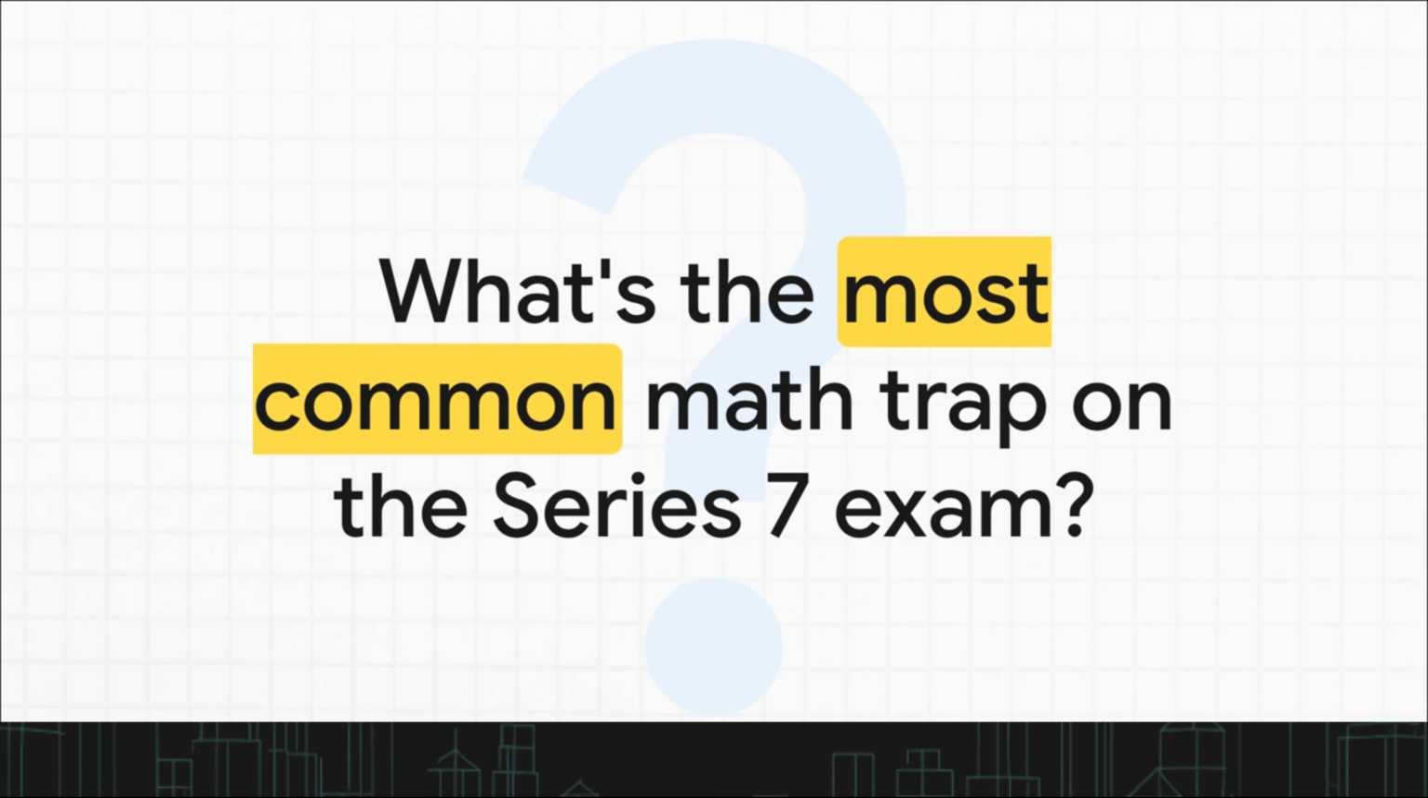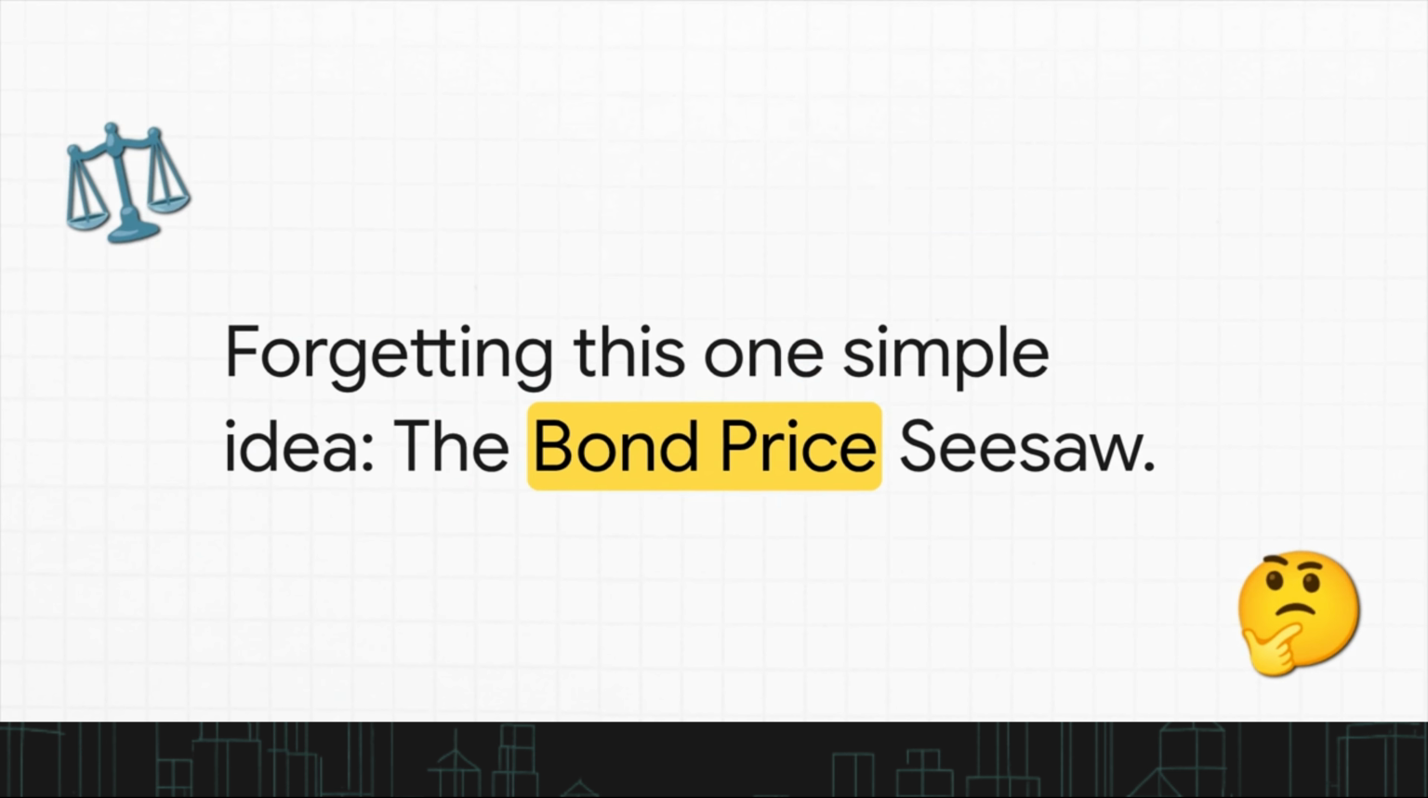So let me kick things off with a question for you. Do you have any idea what the single most common math trap is that test takers fall into? It has everything to do with how bond prices and yields relate, and getting it wrong can cost you some really precious points. And the answer is this: forgetting one simple, powerful idea: the bond price seesaw. I'm telling you, this one little metaphor is the key to unlocking basically every yield question you're going to face. So let's break down exactly how it works.